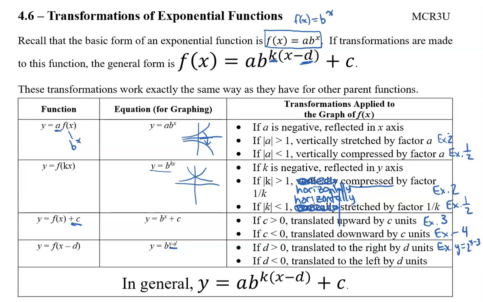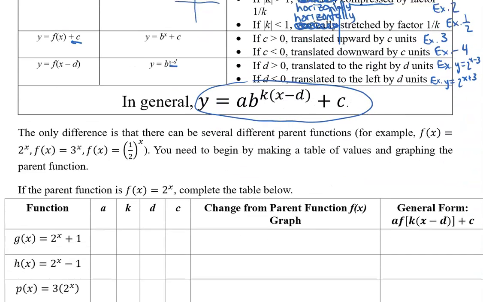That's going to translate to the right because the d value is positive. And then if we have an equation of something like 2 to the power of x plus 3, that's the same thing as saying x minus negative 3, and so that would shift it to the left. So in general, we have this function that would transform it according to all those transformations I just listed. So let's look at some cases and some examples of this.